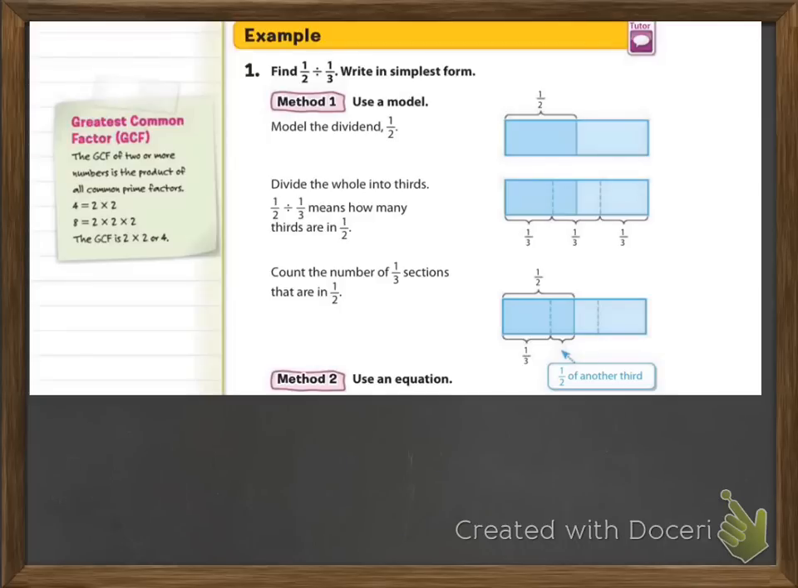Now we're jumping right into example 1. For example 1, it says to find 1/2 divided by 1/3. We're going to first show this example through modeling. This is method 1. Remember, this is actually what the standard calls for. The standard calls for you being able to match a story or a problem with a model, and being able to divide fractions by using models. So let's go ahead and see how we're going to do that.